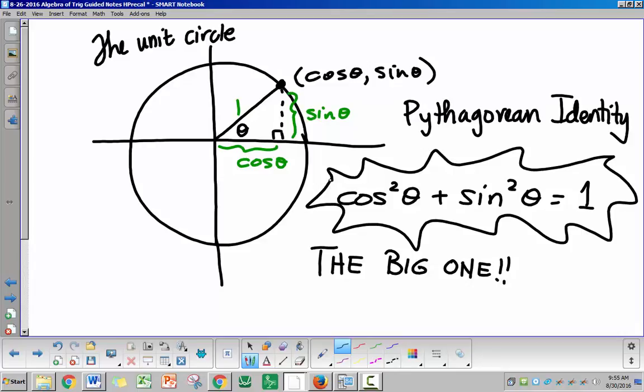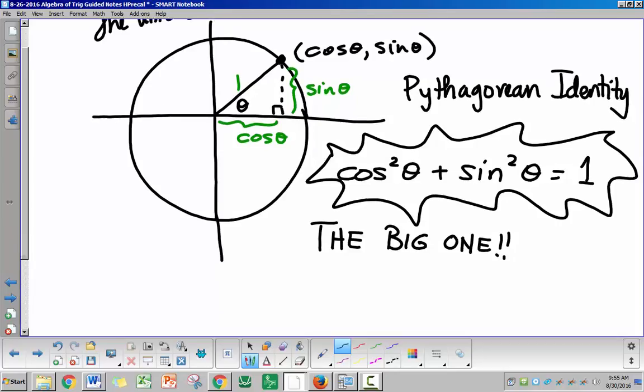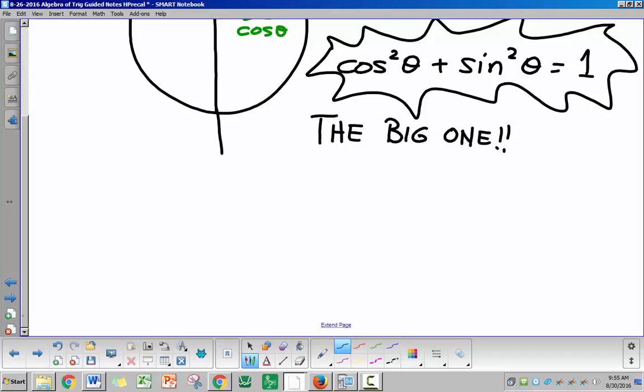And how did we come up with it? Obviously we used Pythagoras. Cosine squared plus sine squared has to equal the hypotenuse squared. Now, somebody in another class asked, well, Mrs. Muller, what do you do if the radius is not 1? Will that still hold true? Well, let's see. Shall we draw a circle where the radius is not 1? All right, let's do that.